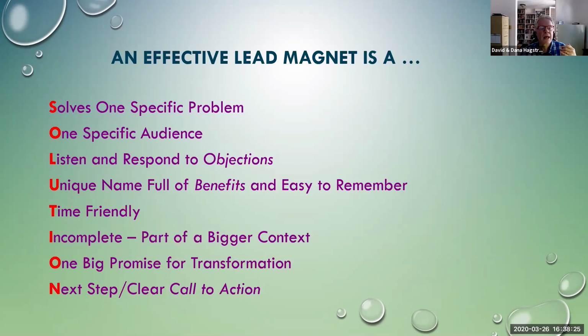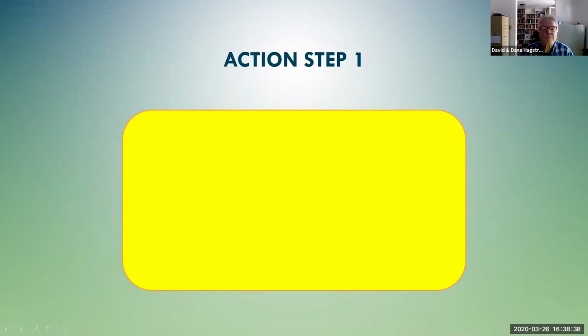It needs to be part of a bigger context and incomplete in that sense. You want one big promise for transformation and a clear next step or call to action. Now, how do you go about putting that together? Okay, this is a very clear-cut, step-by-step process, and if you follow this, I guarantee that you'll have something.